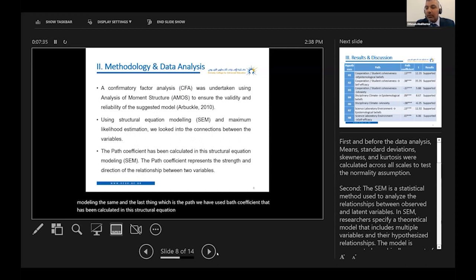Why did we use the path? Because it reflects the strength and the direction of the relationship. For example, the anxiety, we need to see the anxiety and the student's perception. Anxiety could be, let's say, a negative factor. We don't need the anxiety to be in a big number, or to affect the student's results badly. So this could also be one of the path coefficient results.